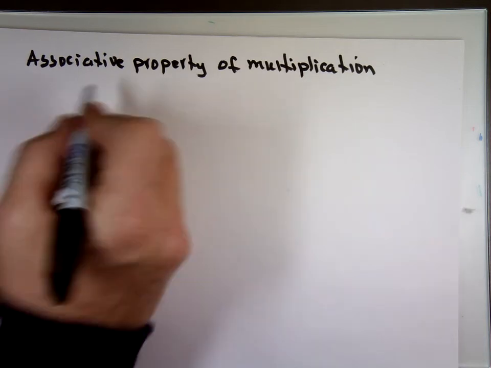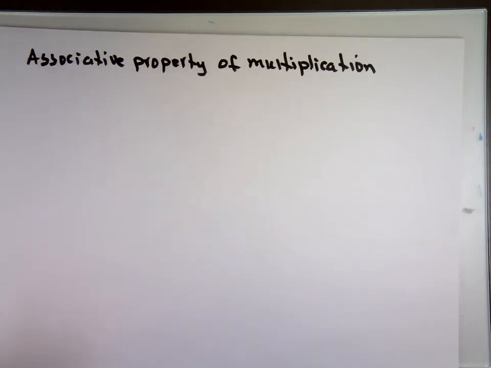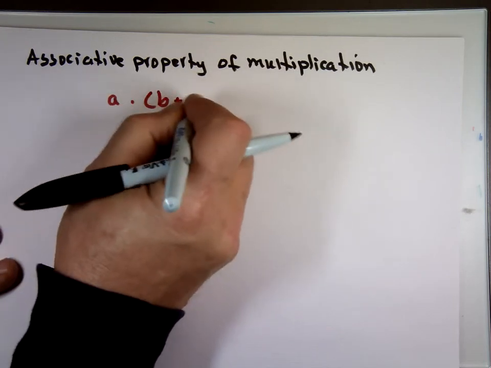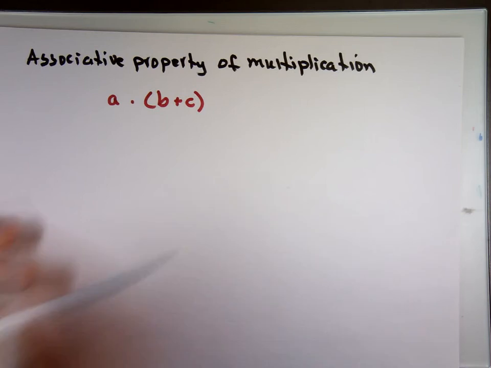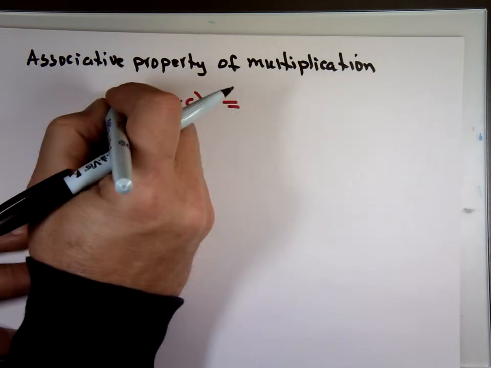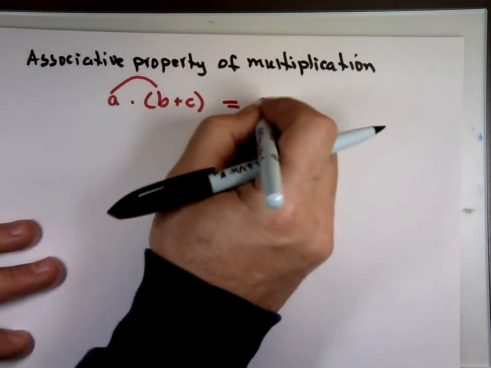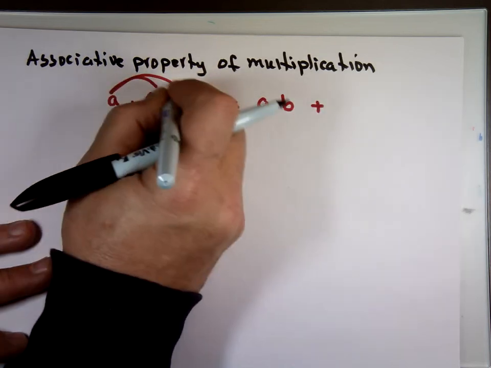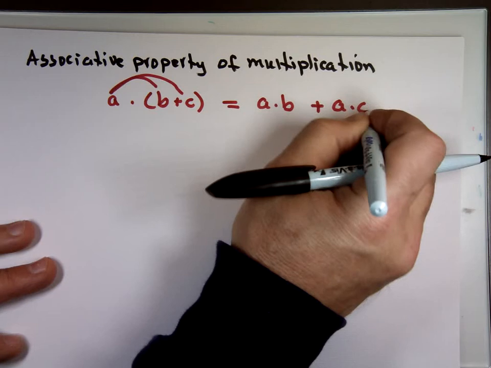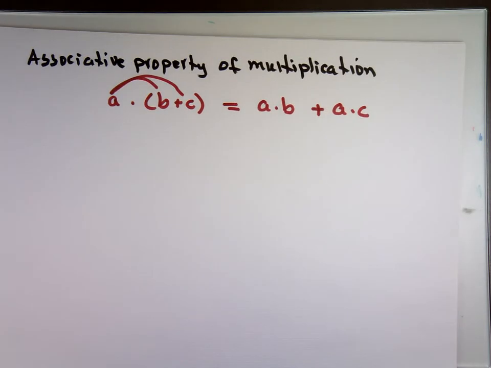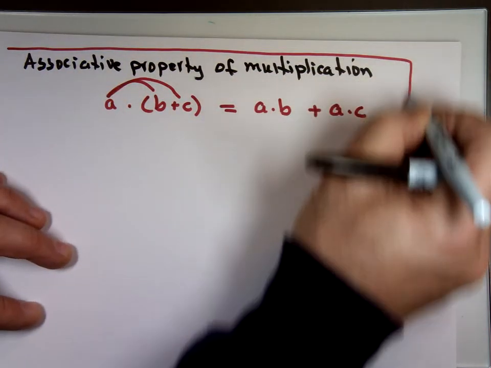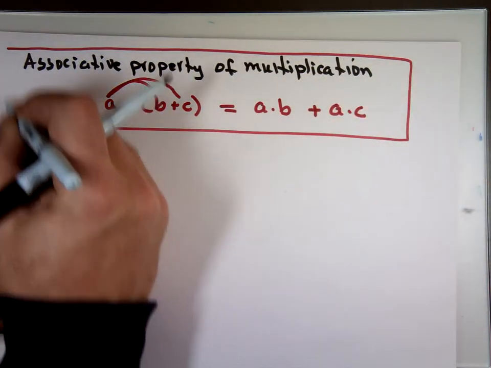And that rule says if you were to multiply A times B plus C, you can actually break this one down to A times B plus A times C. That's another big one for us. Again, I'm just giving you the names, but I'm more interested really in how to use them.